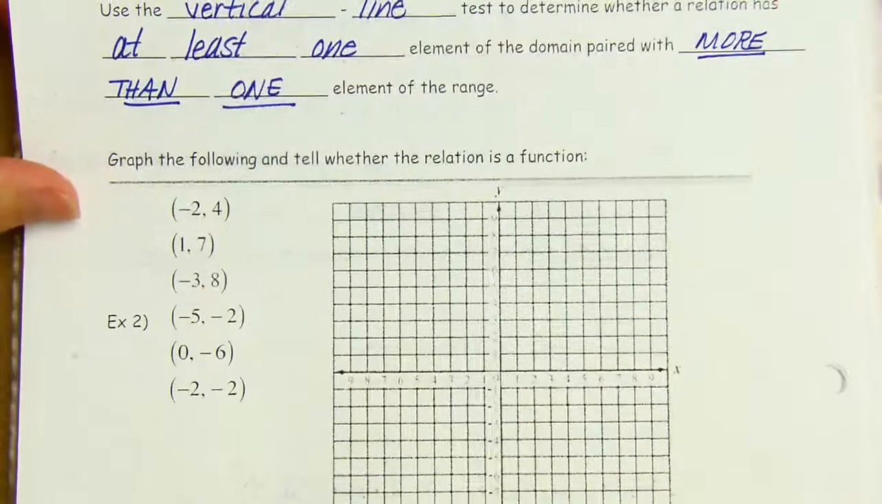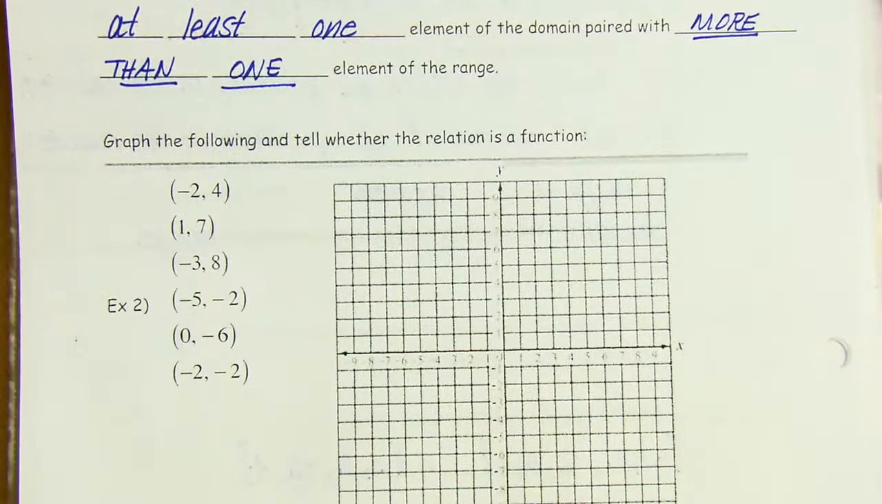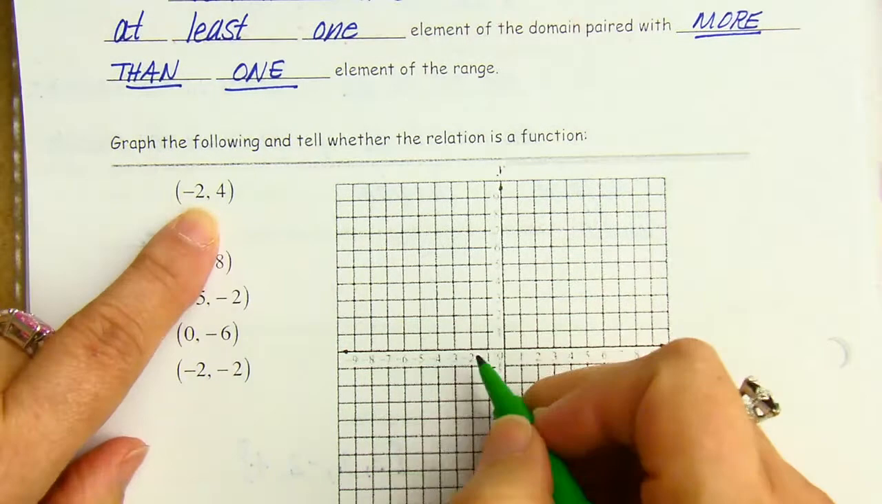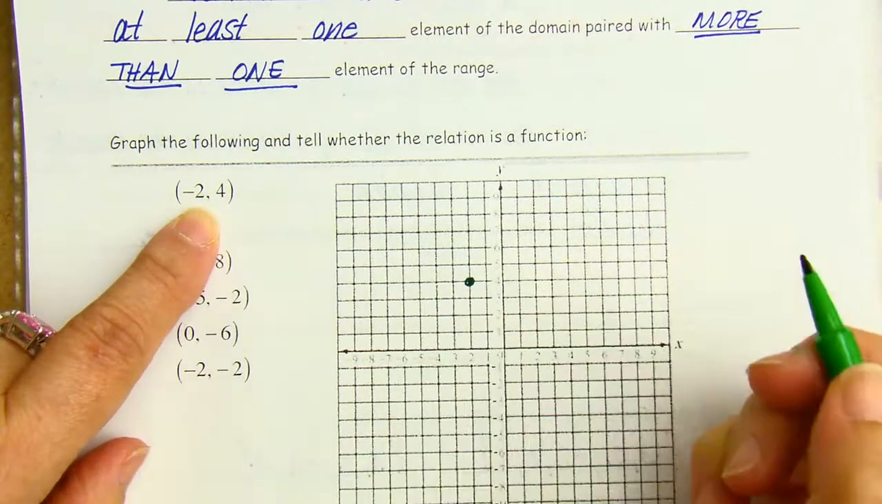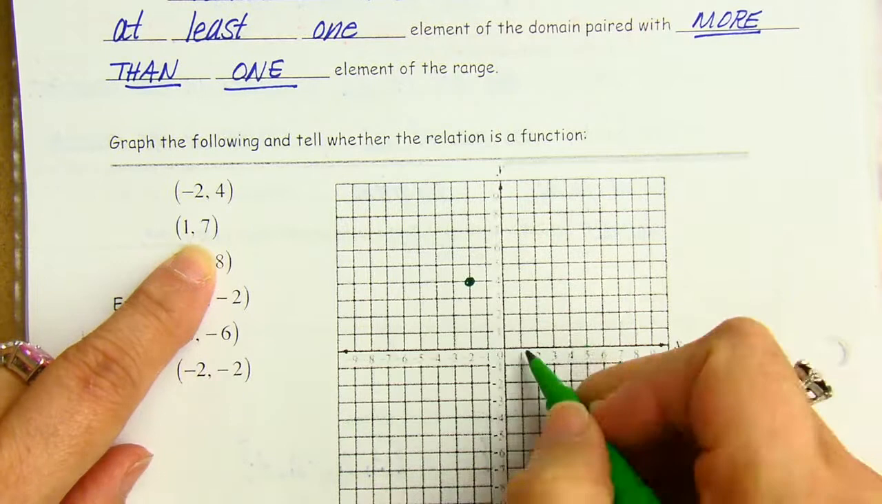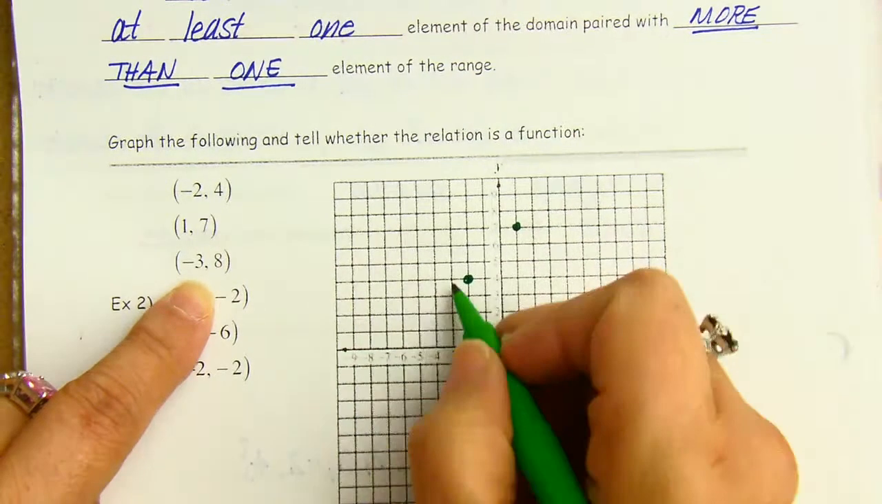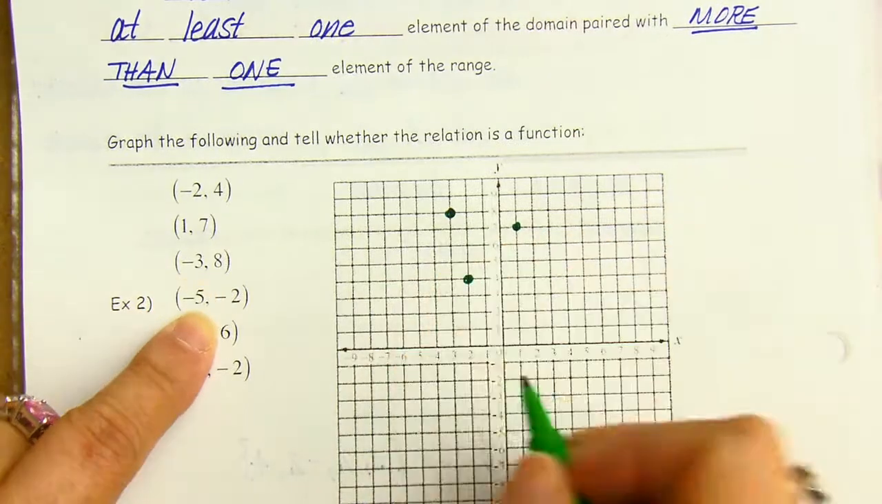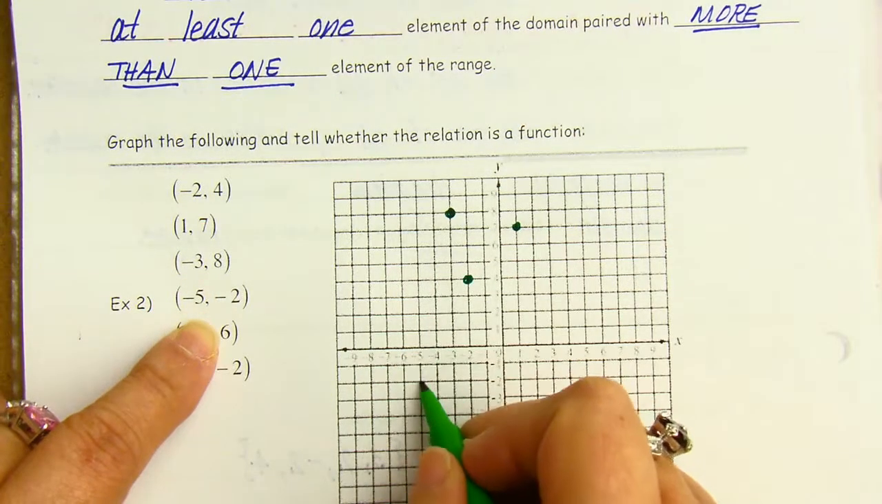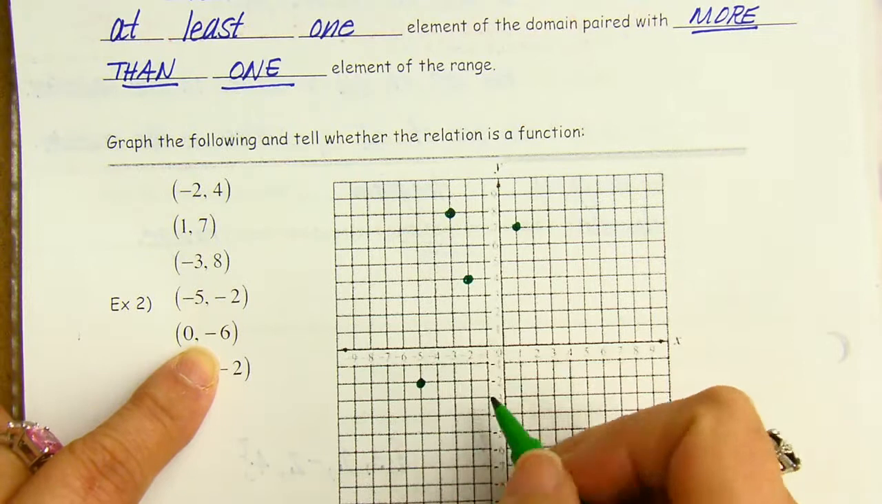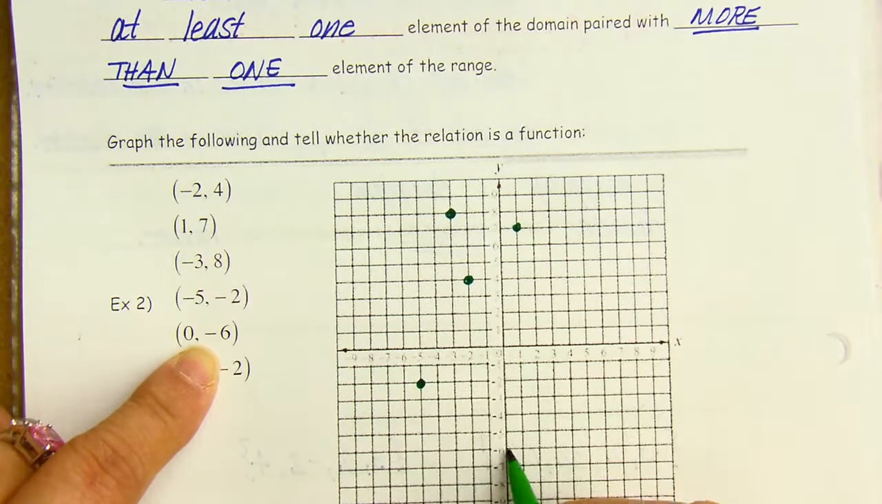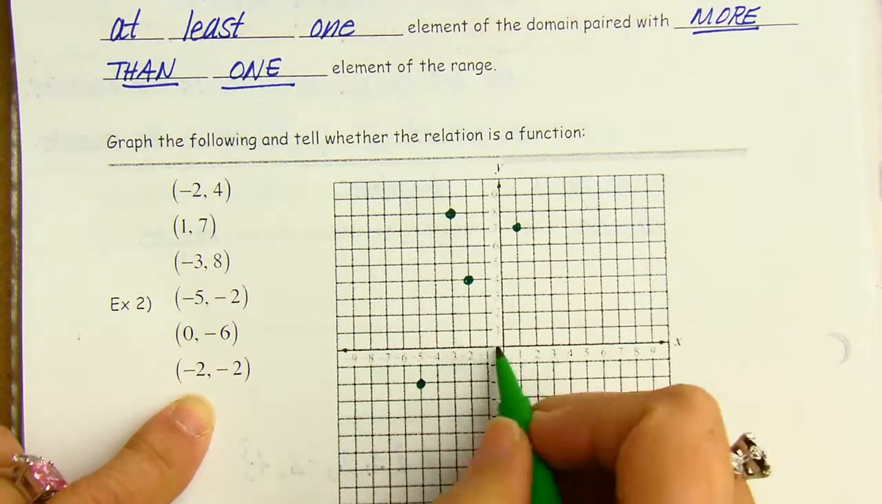So in this example, to see that, we are going to graph it. Now, this is not a graph of a function, so we're not going to connect the dots. This is just a graph of a relation. So I'm going to graph x is -2, y is 4. Put a dot there. I'm going to graph x is 1, y is 7. -3, 8. -5, -2. x is 0, y is -6. And -2, -2.